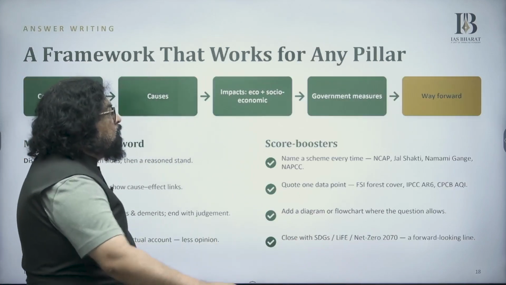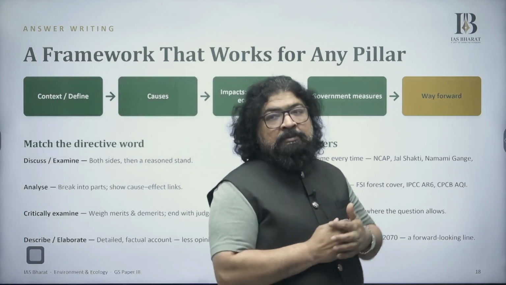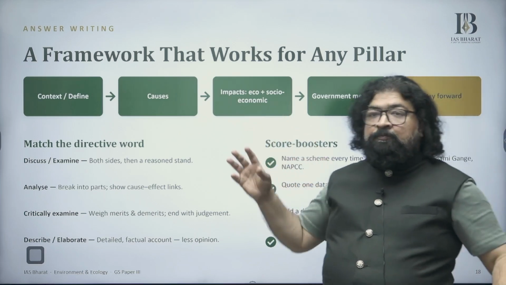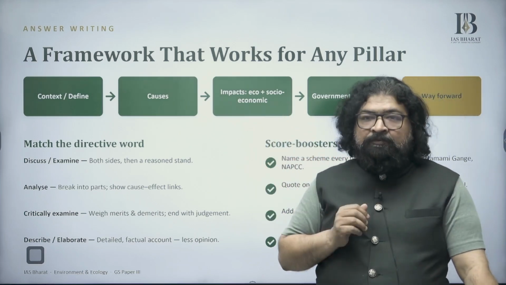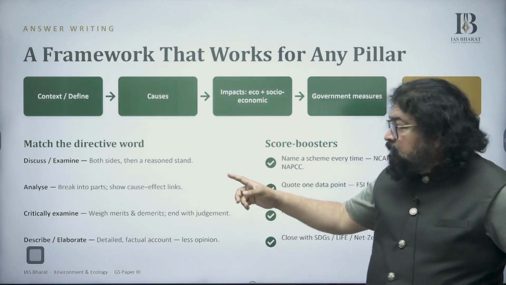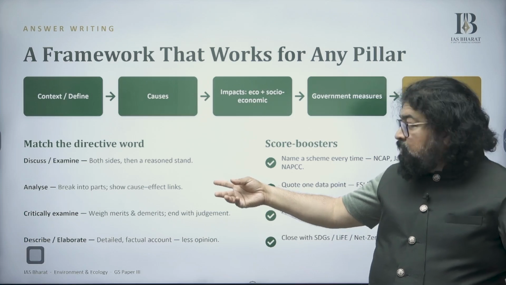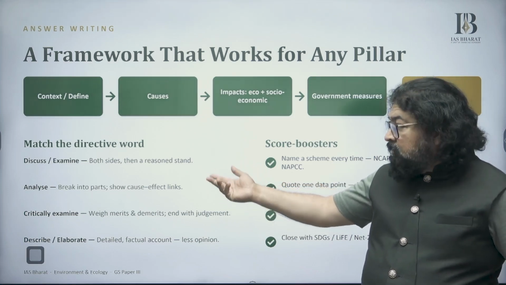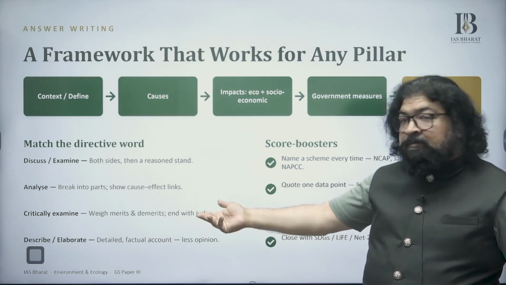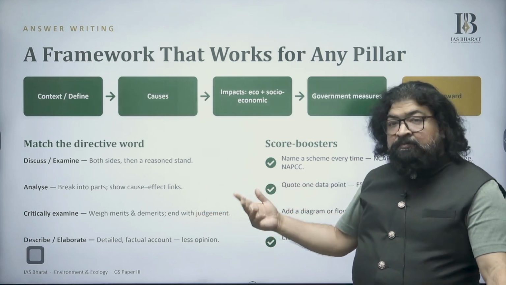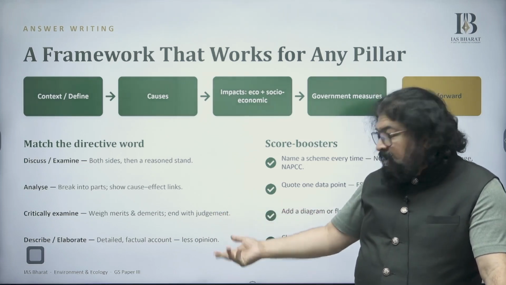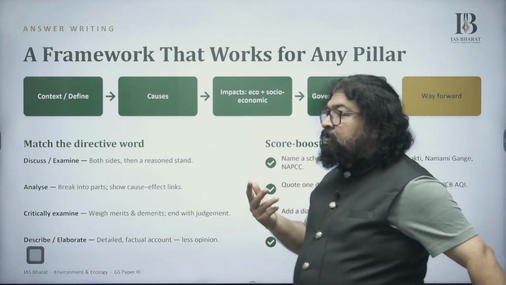So now coming to how to get more marks, what strategy should be there. Here you have to know the directive words very carefully. Whatever the words are there, you should be very thorough with them. For example, discuss, examine, with both sides, giving a reason. Analyze, break into parts, show cause and effect. Critically examine, weigh merit and demerit, end with judgment. Then describe, elaborate, that means a detailed factual account. Those keywords you should be aware of.